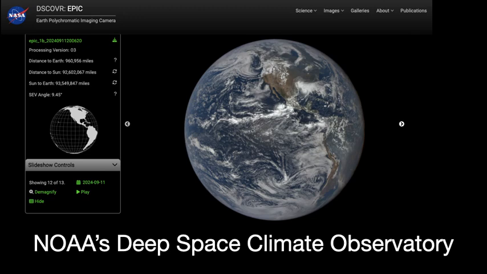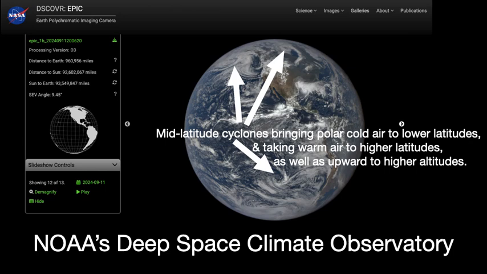This is an image from NOAA's Deep Space Climate Observatory. It's about 1 million miles away from the Earth, and it always shows the sunlit side of the Earth. And what I want to show you here are some comma-shaped images, circulation patterns in the atmosphere. And these are known as mid-latitude cyclones. These mid-latitude cyclones are bringing cold air to the lower latitudes and taking warm air to the higher latitudes. And because these comma-shaped cyclones are revolving around a low pressure, they are also taking air upward to higher altitudes.